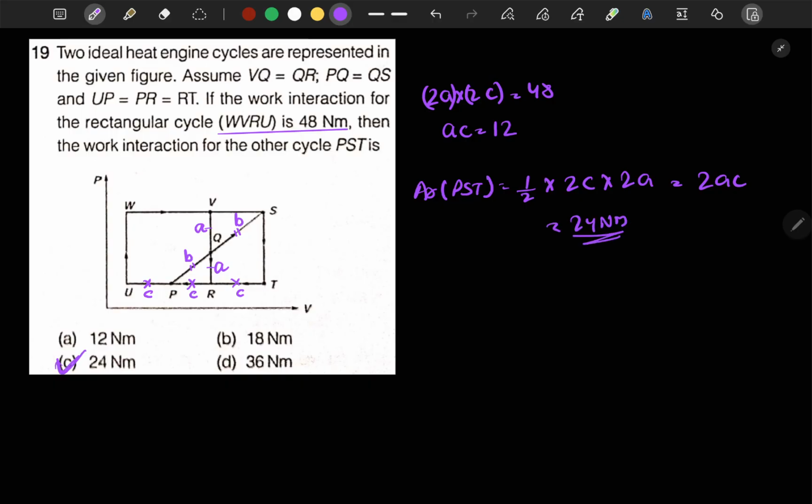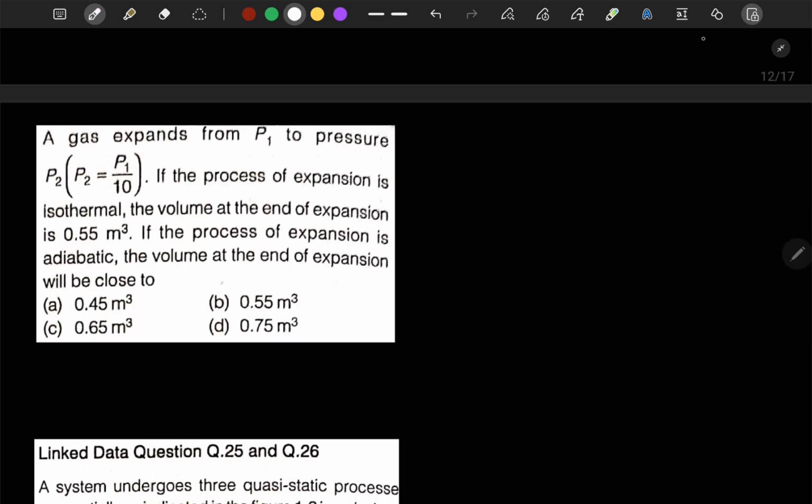Okay, I hope you get this solution. We will be moving to the next question. Okay, so this is our next question.